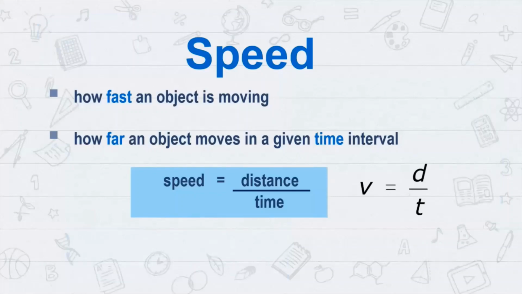Speed refers to how fast an object is moving. In other words, how far an object moves in a given time interval, as depicted in the formula: speed is equal to distance divided by time. Speed is usually denoted by the letter S or V, while distance and time are denoted by the letters D and T respectively.